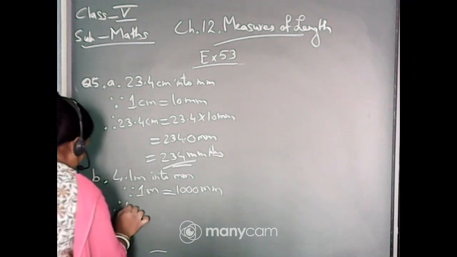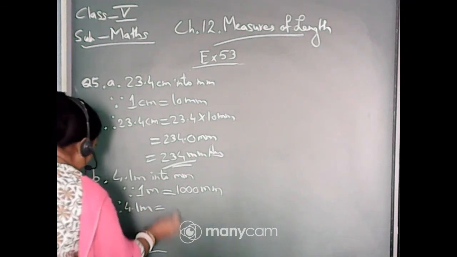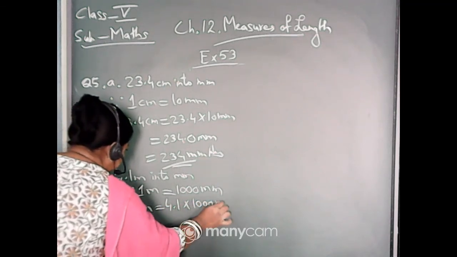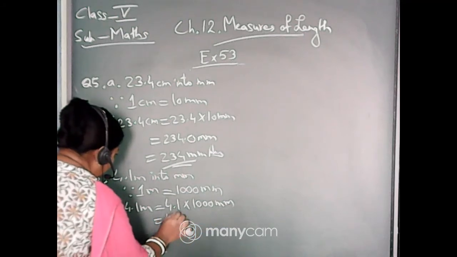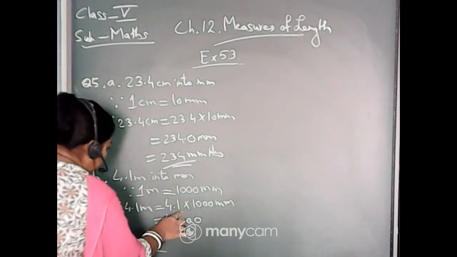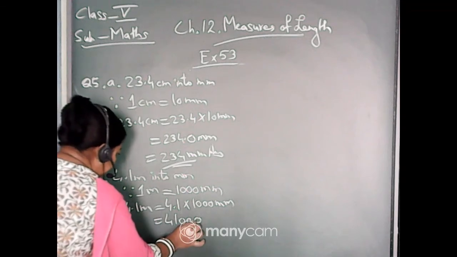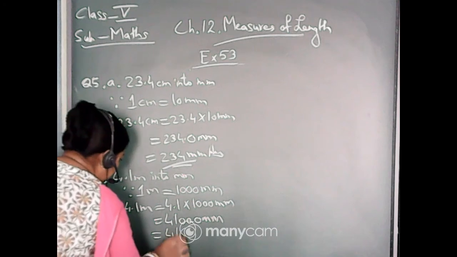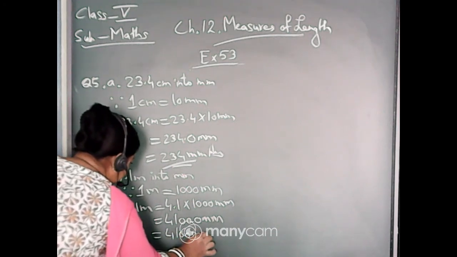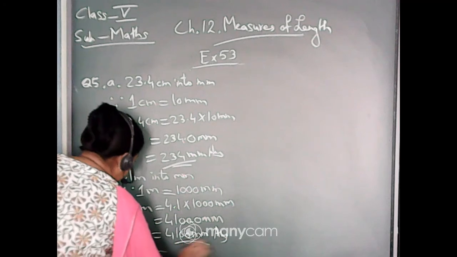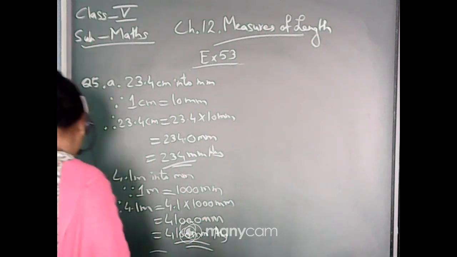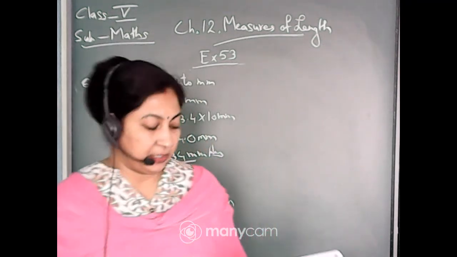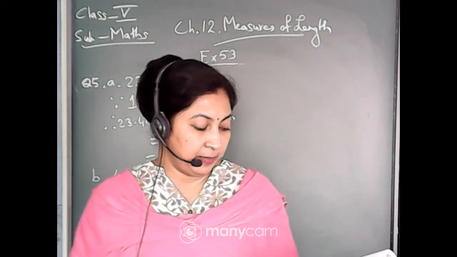Therefore 4.1 meter is equal to 4.1 into 1000. That means 4, 1 and 3 zeros. So after the one digit there is the point. This is millimeter. That means 4100 millimeter is the answer. As we know, after the point 0 has no value. Okay, so this is the conversion from meter to millimeter. Now come to the C.